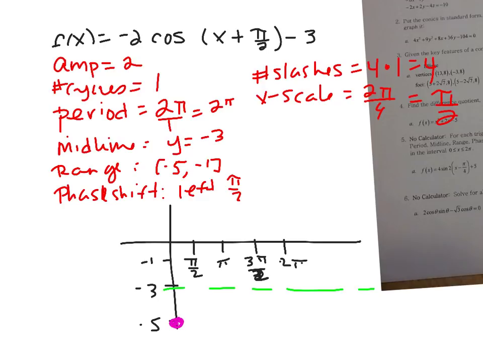But I have to shift to the left pi over 2 units, right? So to the left would be here I would normally start. So then if I start here, then I would go up to my midline and then to my max, midline, min, midline. Now remember, I'm only graphing from 0 to 2 pi, so it should look like that. And you need to get rid of this here.